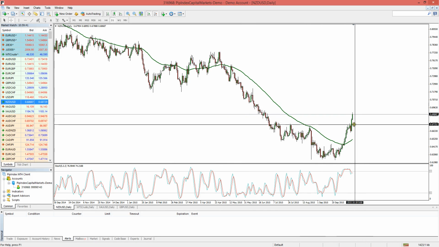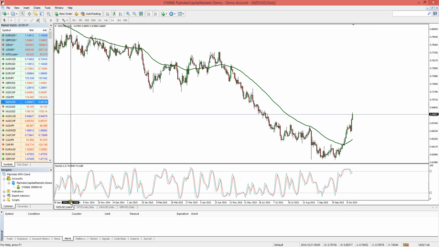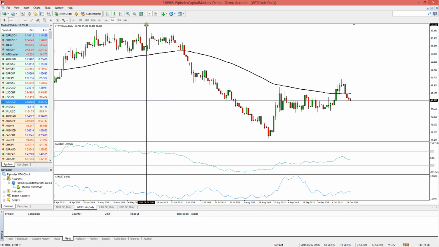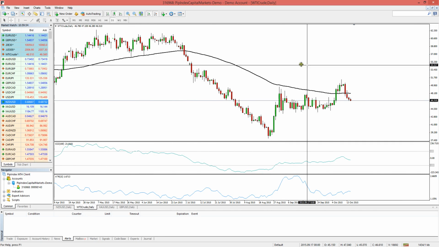For those of you who are intraday traders, some volatility may be experienced over the coming day due to the CPI figures being released for the New Zealand dollar. Okay, now we're looking at crude oil. Crude oil is quite interesting here over the last given period of time.